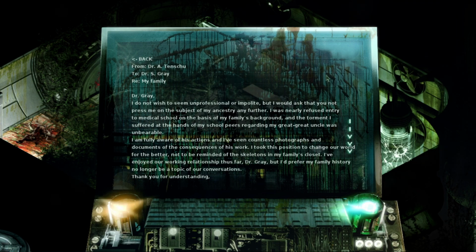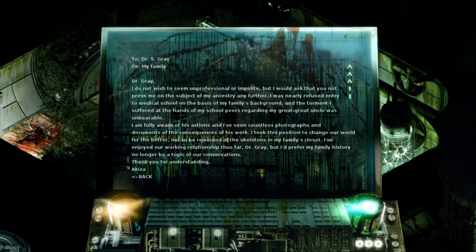Dr. Gray, I do not wish to seem unprofessional or impolite, but I would ask that you not press me on the subject of my ancestry any further. I was nearly refused entry to medical school on the basis of my family's background, and the torment I suffered at the hands of my school peers regarding my great-great-uncle was unbearable. I am fully aware of his actions, and I've seen countless photographs and documents of the consequences of his work. I took this position to change our world for the better, not to be reminded of the skeletons in my family's closet. I've enjoyed our working relationship thus far, Dr. Gray, but I'd prefer my family history no longer be a topic of our conversations.